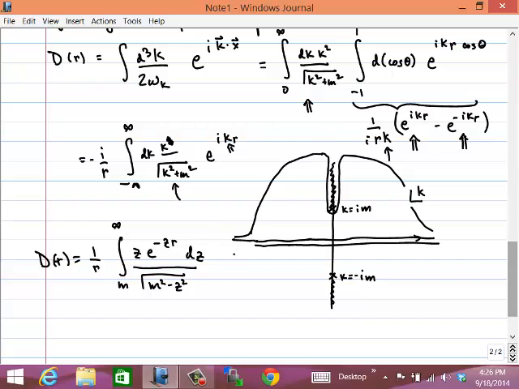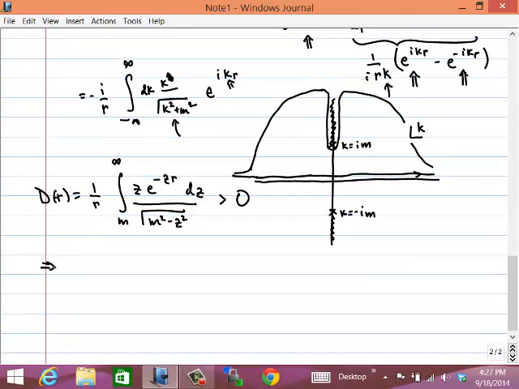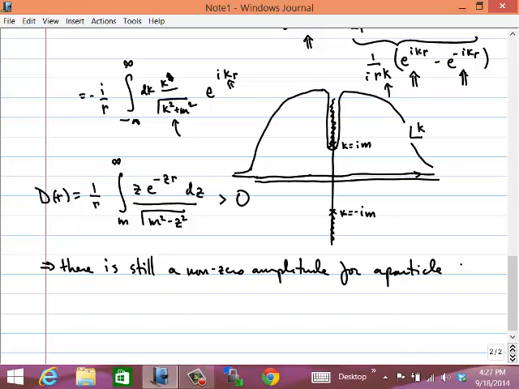And the important point is that this is an integral of a positive definite quantity. And so in particular, this is not zero. So what this means is that even in our relativistic quantum field theory, just as in our non-relativistic case, there is still a non-zero amplitude for a particle to travel faster than the speed of light.